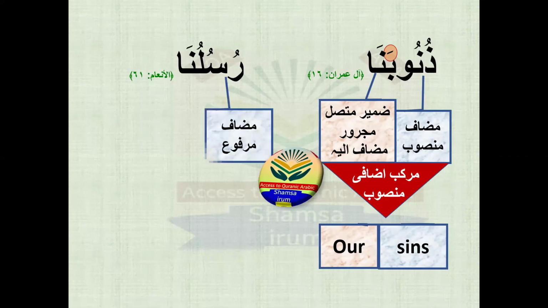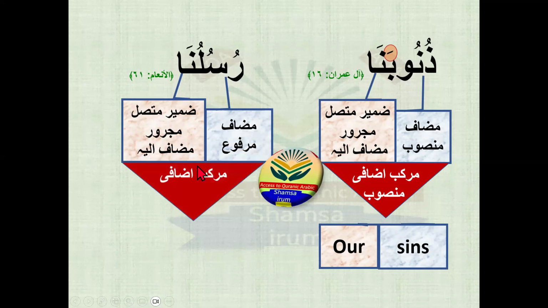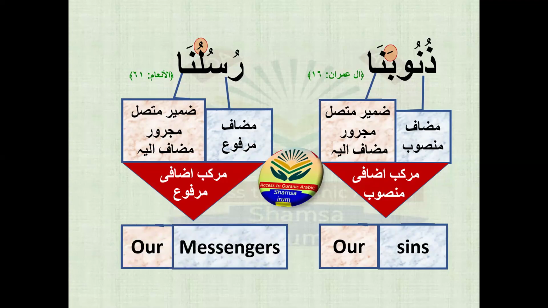So this is mudaf, and na is dhamir mutasil majroor, here mudaf ilay, and they become a murakkab izafi construction. If I ask what's the i'rab here for this murakkab izafi, you have to check the mudaf, which ends on the letter lam, which has dhamma on top of it: rusulu. This dhamma tells me that it is in marfu state. The meaning is our messengers.